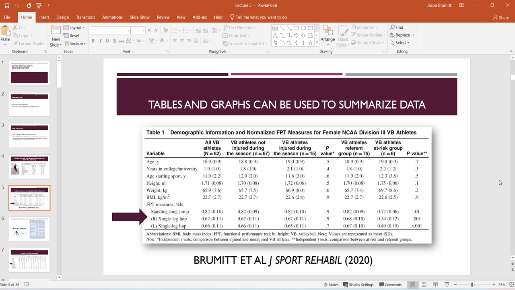Here's something similar that I did with one of my volleyball studies, and I presented all the athletes. And then I had a couple different comparison sections: volleyball athletes who were not injured during the season and volleyball athletes who were injured during the season, looking at them side by side. And when you look at them in this way, there weren't differences. Kind of similar to here.